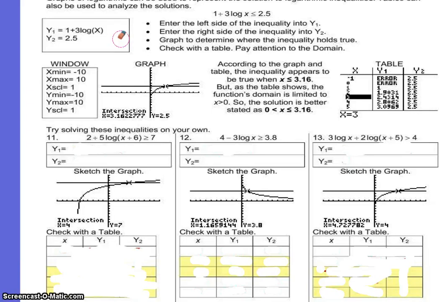So now, I know that graphs of logarithms can also be used to solve logarithmic inequalities. Now remember, inequalities is where I have a greater than or less than. So I can use tables to analyze these solutions. So I know that I have 1 plus 3 log x less than or equal to 2.5. So I'm going to put one into my y1 and then the other into my y2. When I pull this up on the calculator, what I'm going to see is a point where they intersect, correct?